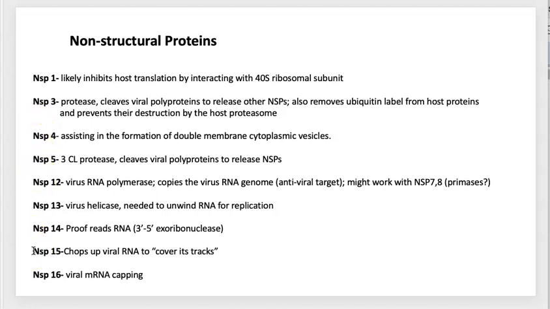NSP15 chops up viral RNA to essentially cover its tracks. And this is an important feature, because if the virus's RNA builds up, that can actually trigger an immune response, essentially an innate immune response. Our cells have a way of detecting double-stranded and viral RNA in the cell and activating antiviral defenses. So again, covering its tracks is an important adaptation.